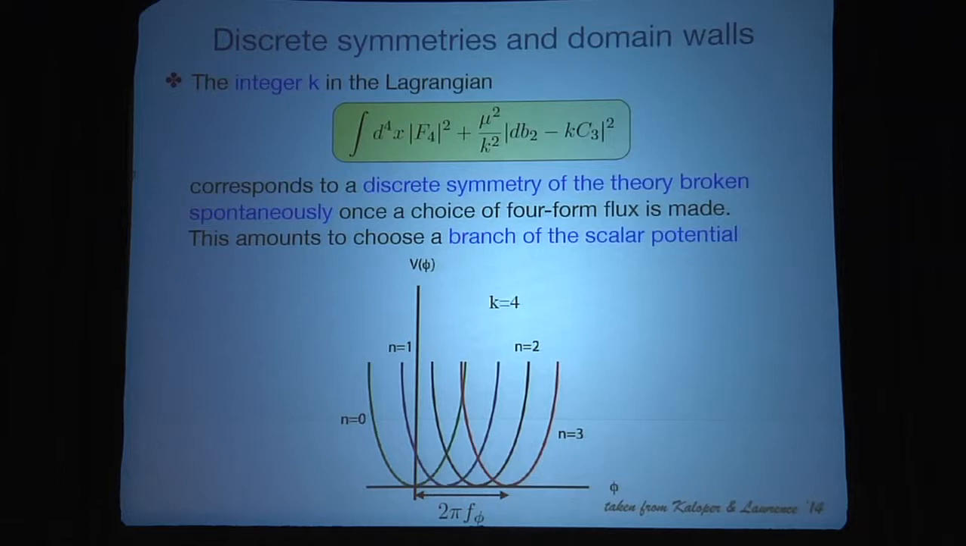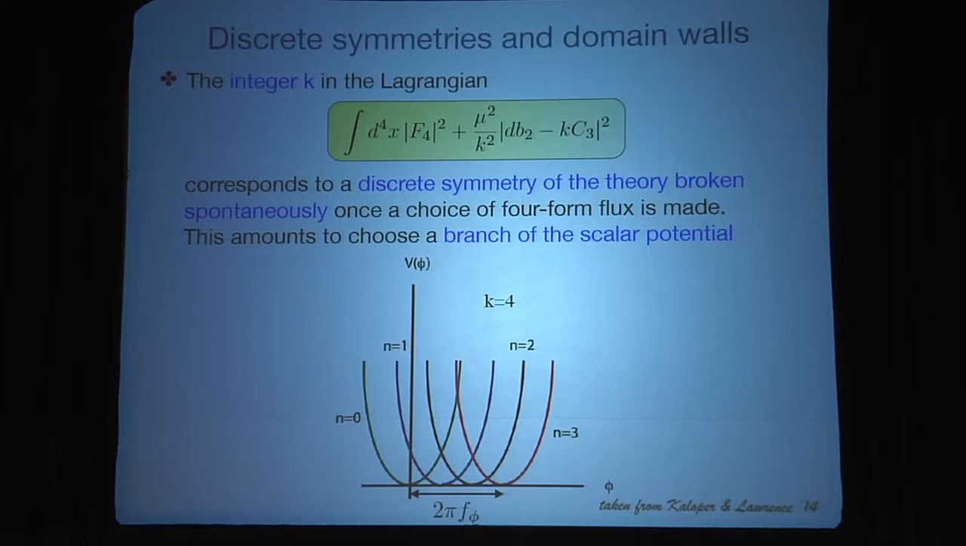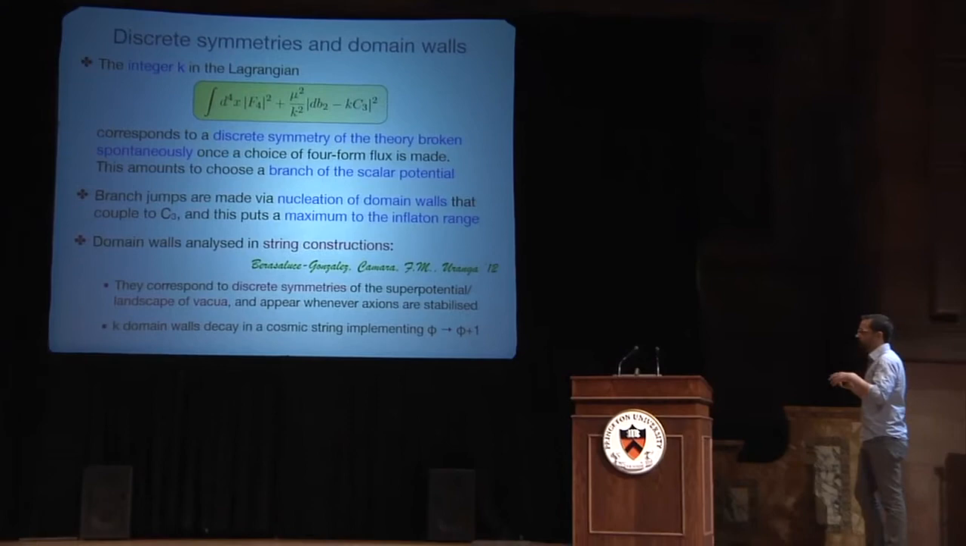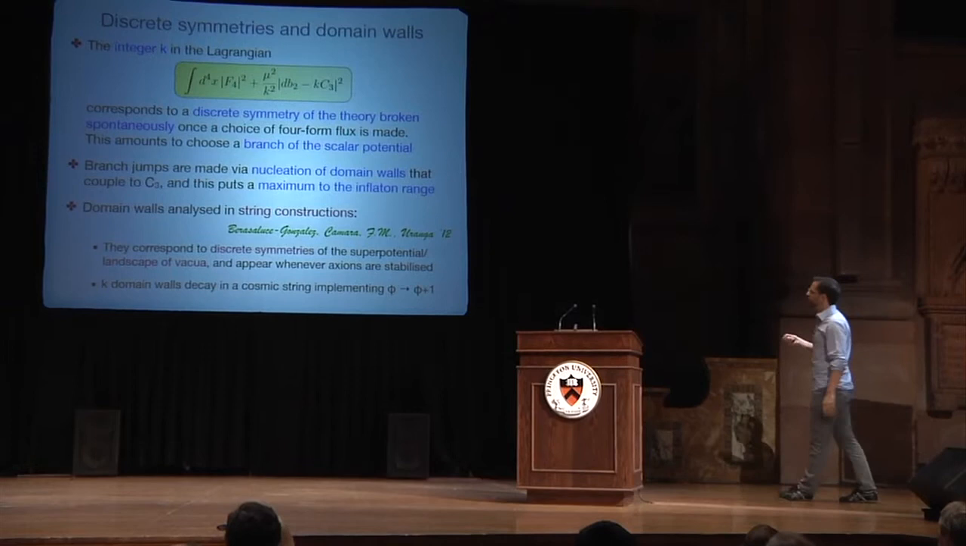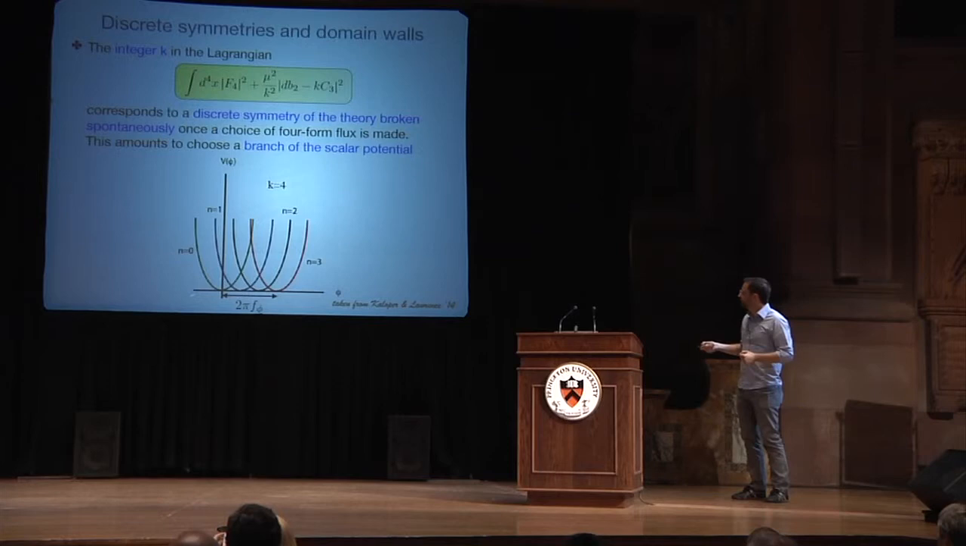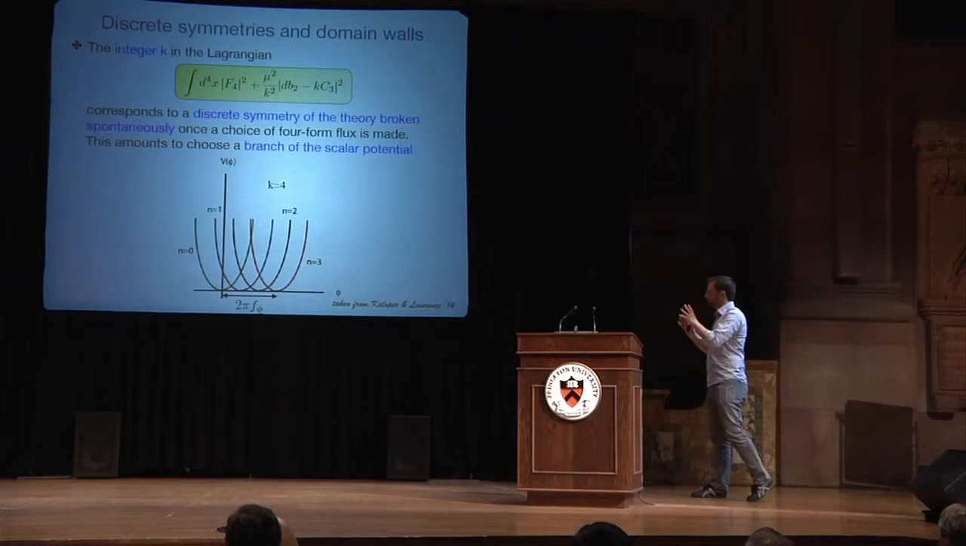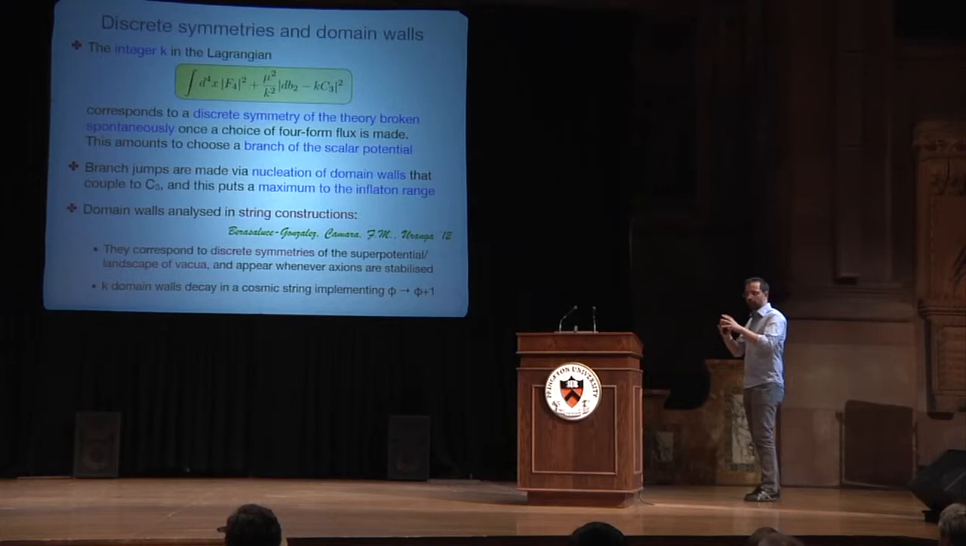This is important because it tells you how you can jump from one branch to the other, okay? And the fact that you can jump from one branch to the other, in terms of this effective Lagrangian, means that you can create a domain wall or a bubble that will take you from one vacuum to the other. This is interesting because at some point when you go up in this potential, you will get so much energy that it will be better to nucleate the bubble and jump to the next branch. Okay, that will be favored energetically. So it will be a natural way of going up in a particular branch that will put a limit on the e-folds that you could have in your theory.